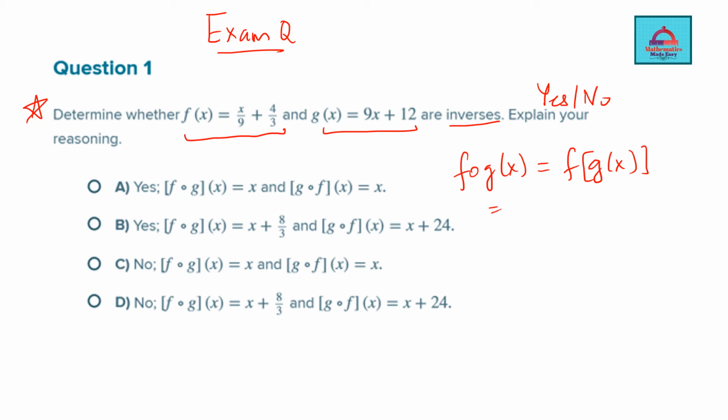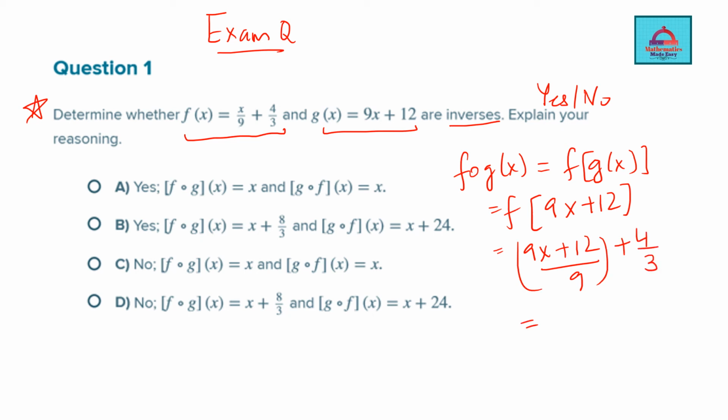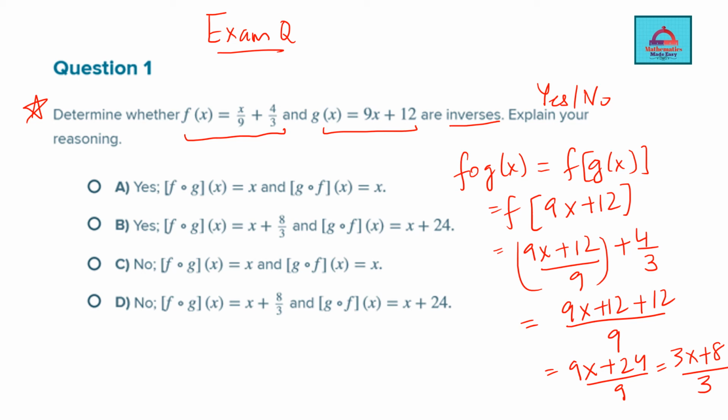So f of g(x) means you put g(x) inside function f, and now you replace. So (9x + 12)/9 + 4/3. What is it coming to? You can take the LCM. So this is (9x + 12 + 4 threes are 12)/9, which is (9x + 24)/9. If you cancel 3 in the numerator and denominator, it will come to (3x + 8)/3. So that's the simplified form. It is not equal to x. So definitely no will be the answer.